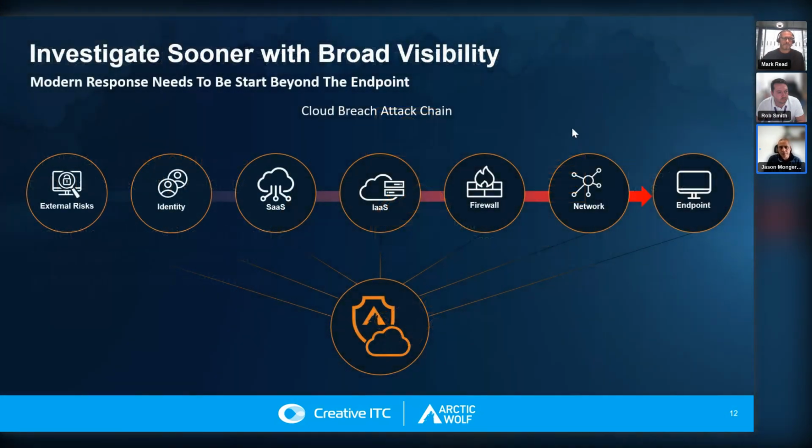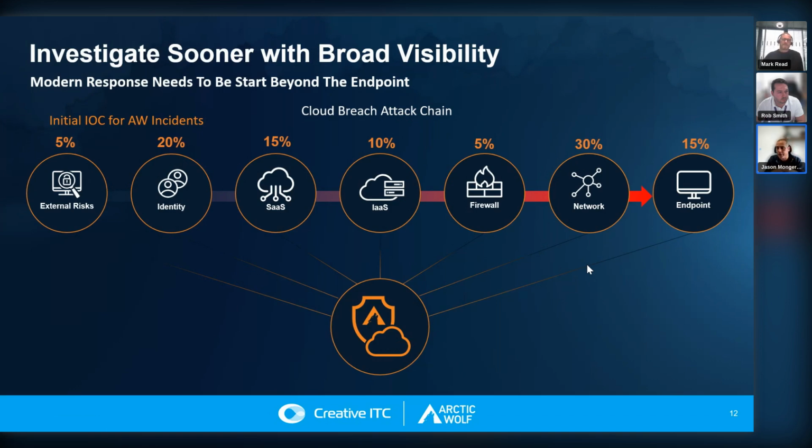And if we could just build this one up. So this is an example of a cloud breach attack chain. And what's really important is the earlier in the attack that you can detect a threat actor, the more likely you can stop it before it gets to an impact stage. So you can look at external risks, your websites. Have you got any vulnerabilities on your websites that can be exploited by a threat actor? You can look at your external facing firewall.